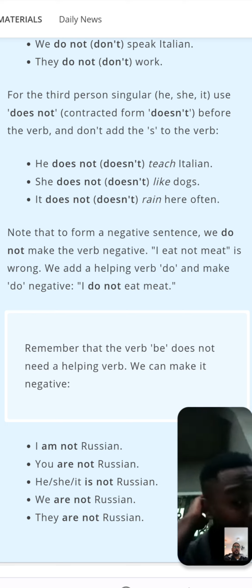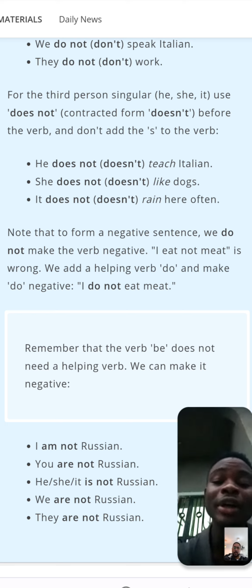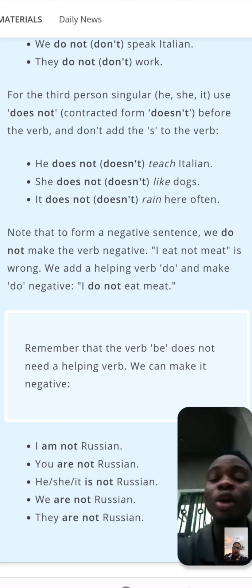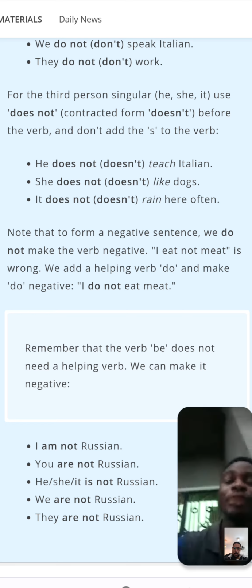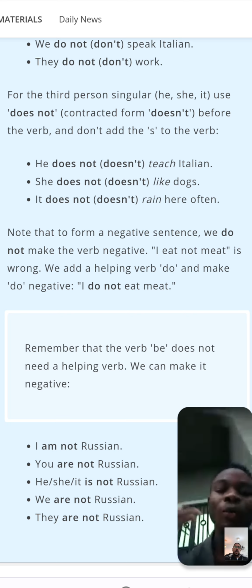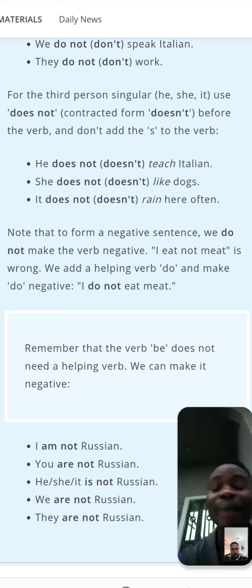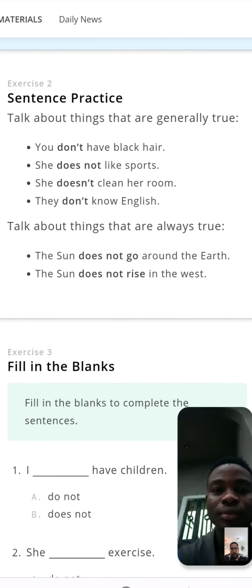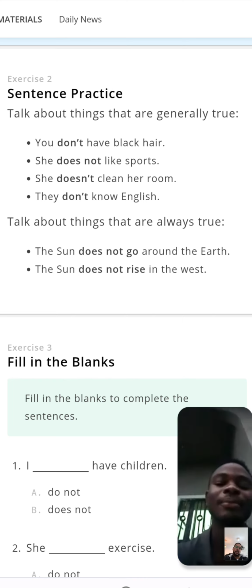Now, remember that the verb be does not need a helping verb. We can make it negative. Why is it that with the forms of the verb be we do not need a helping verb? Because the verb be itself is a helping verb. So we can negate it. Example, I am not Russian. You are not Russian. He, she, it is not Russian. We are not Russian. They are not Russian. All right? Okay. Good. Excellent.